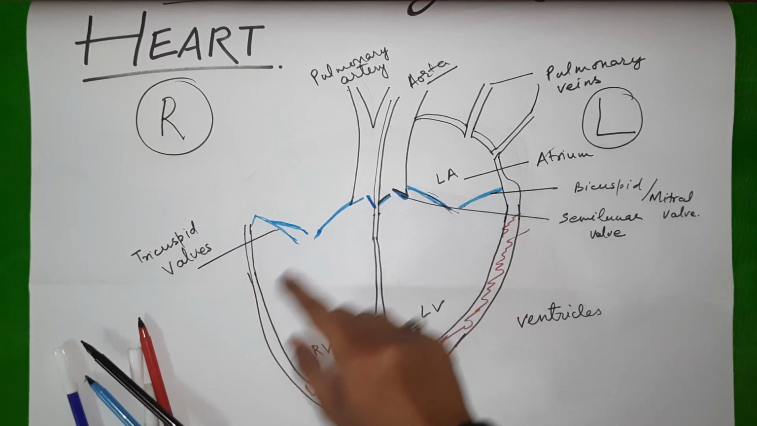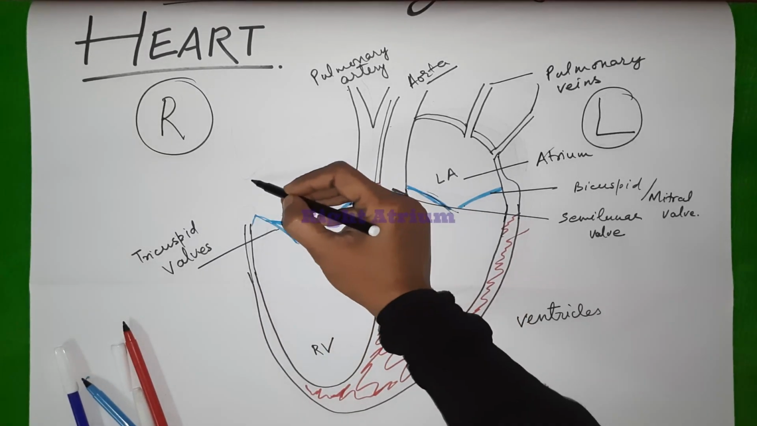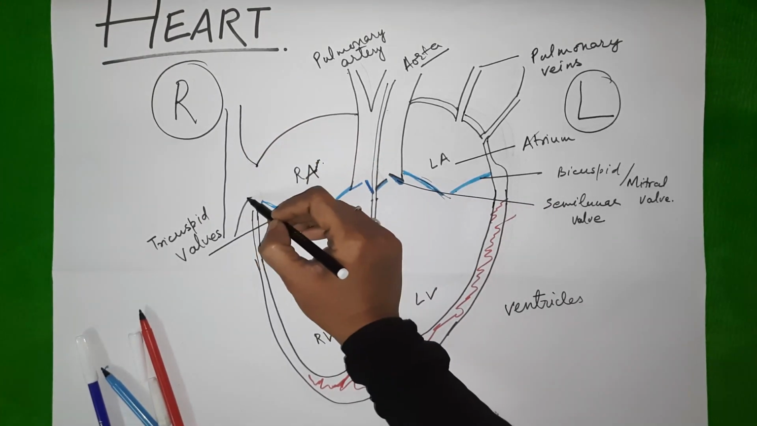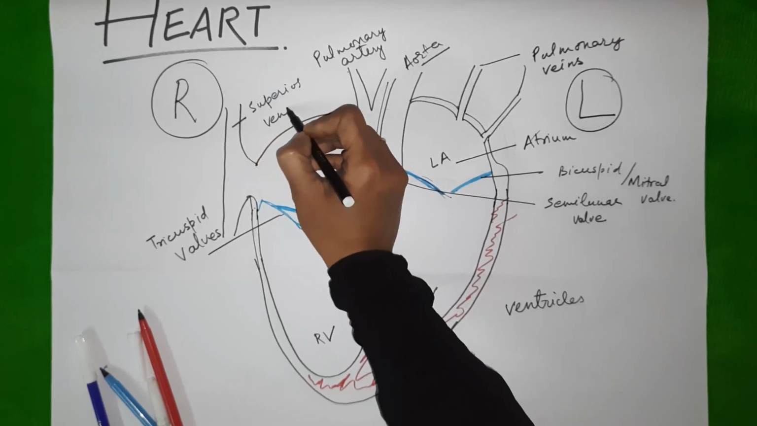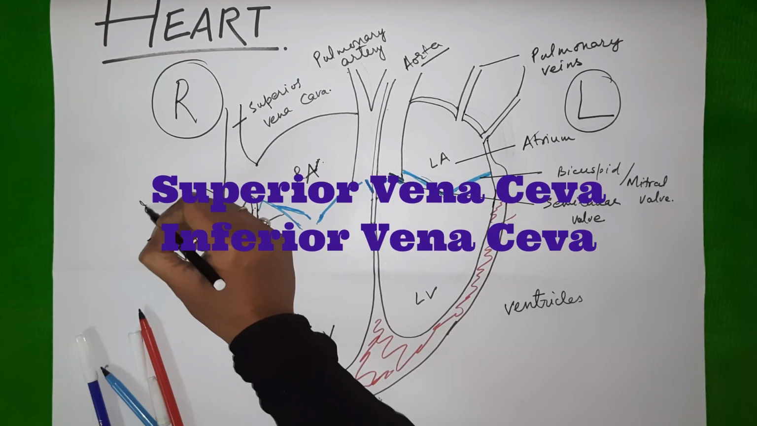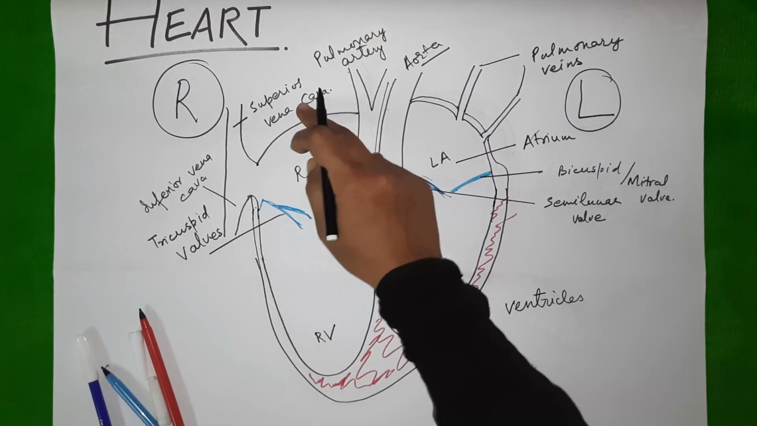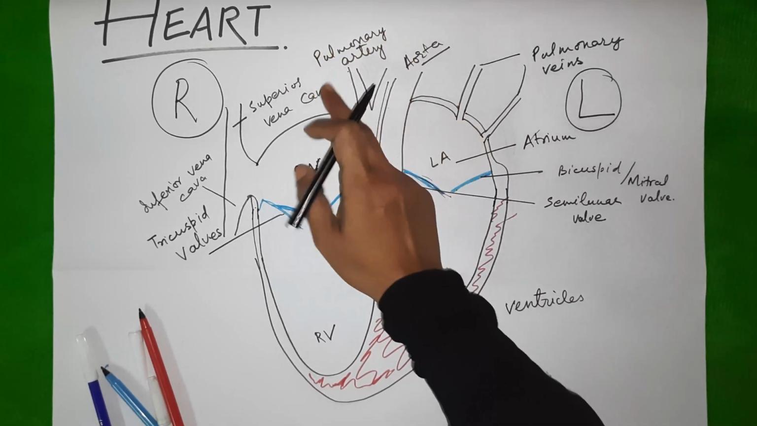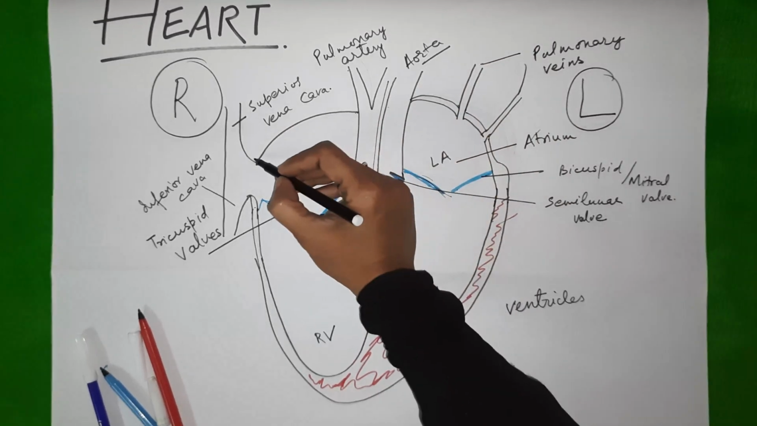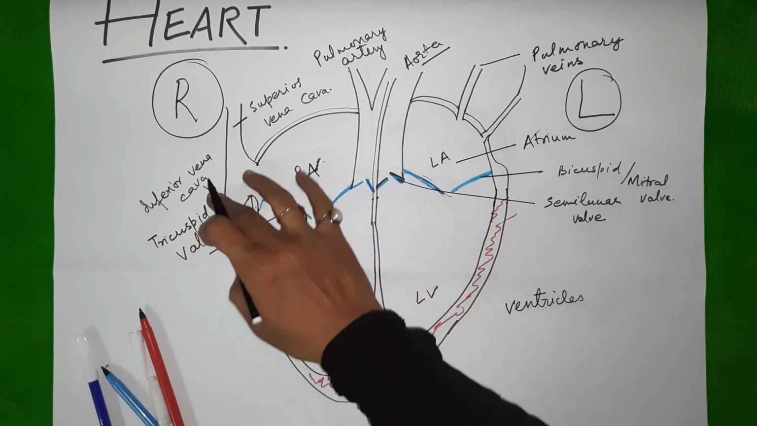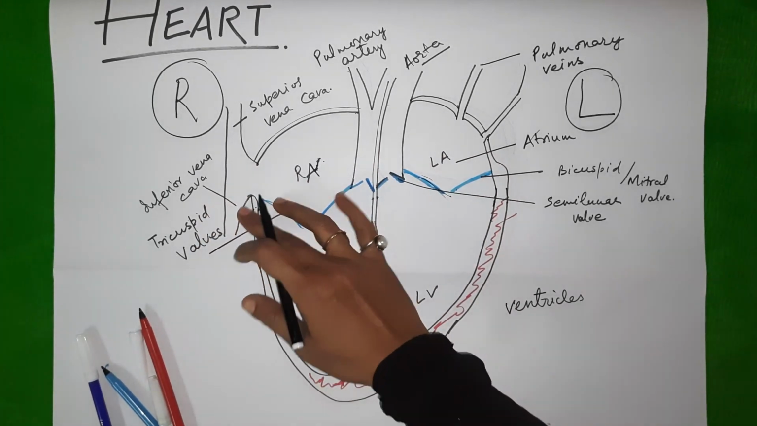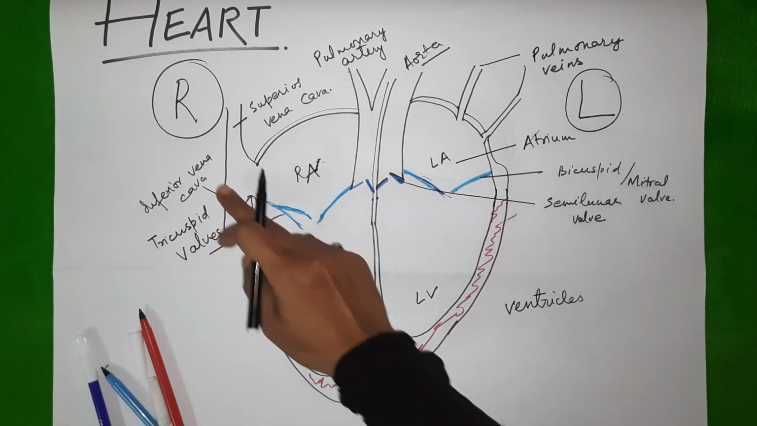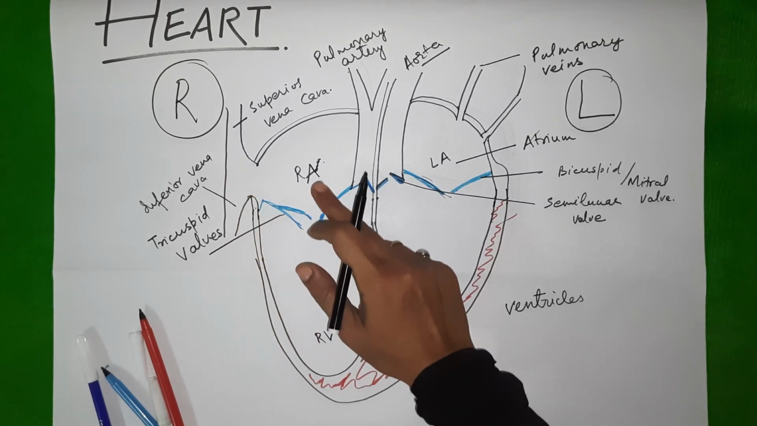When these valves are formed, they form another chamber called the right atrium. This right atrium is connected to the larger veins known as the superior vena cava and, the one below, the inferior vena cava. The superior vena cava brings the blood from the head region and shoulder region, which is above the heart, whereas the inferior vena cava brings the blood from all over the body below the heart. That is why it is known as the inferior vena cava. This one will open into the right atrium.